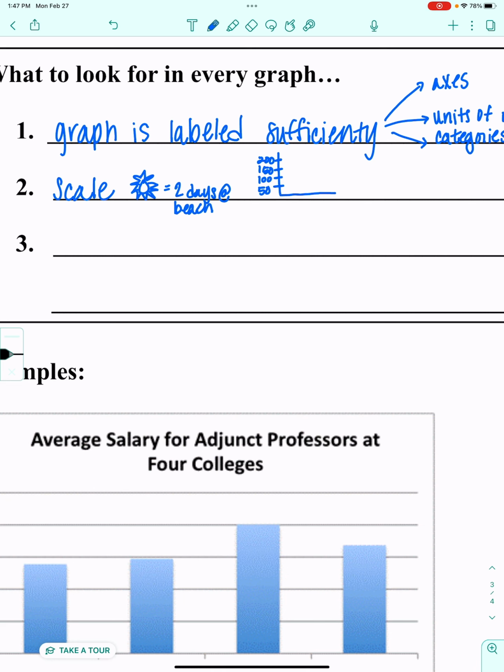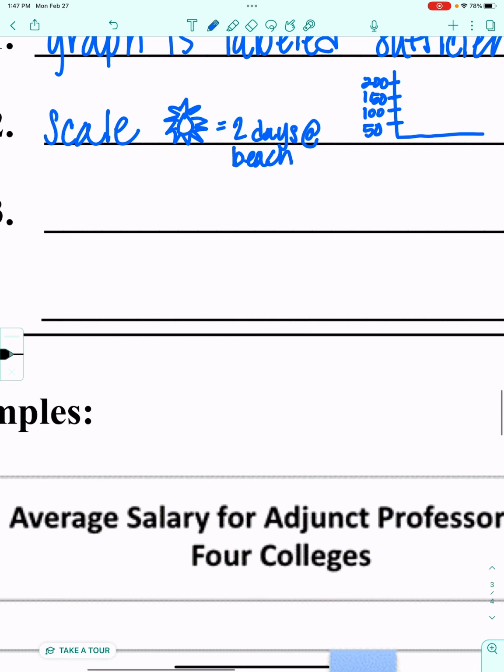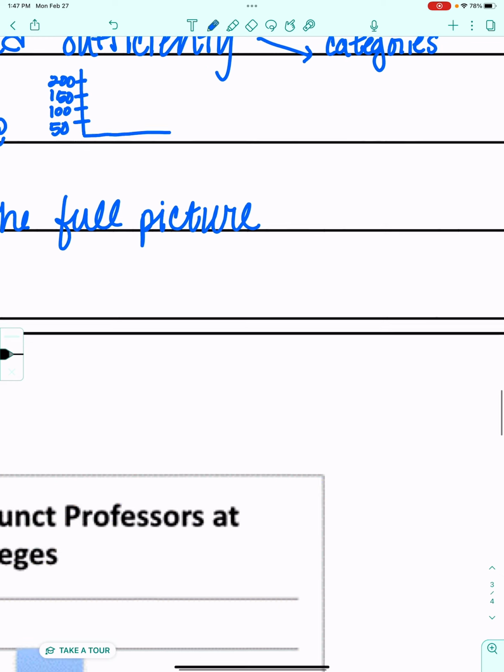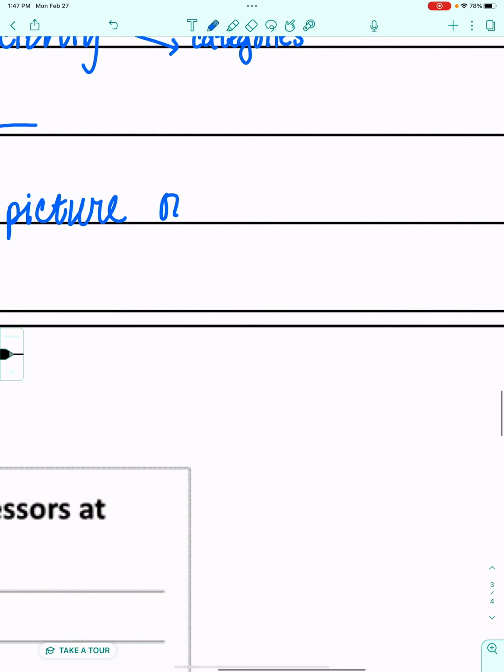The third one. Are you seeing the full picture of the data? Or just a small portion?